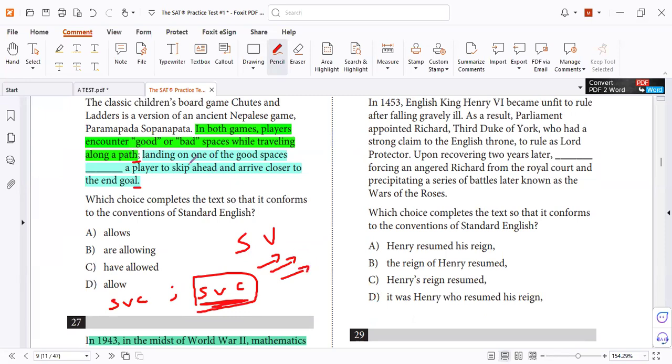Now, look, one of the good spaces, delete. And then infinitive phrase, delete. And then prepositional phrase, delete. So landing is a gerund, and the gerund can be a noun, and the noun can be a subject. So landing is the subject for this verb. Landing is, so it must be singular, so only letter A.